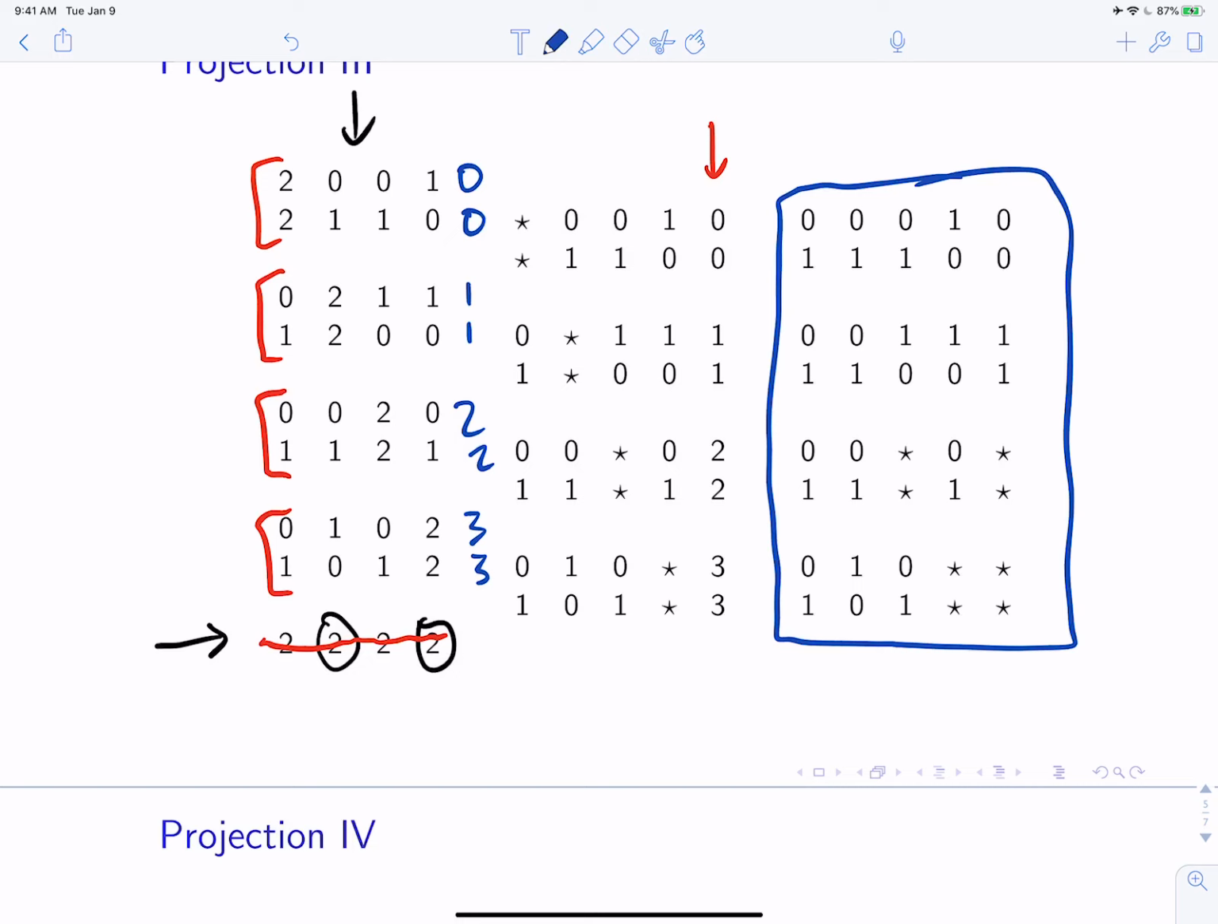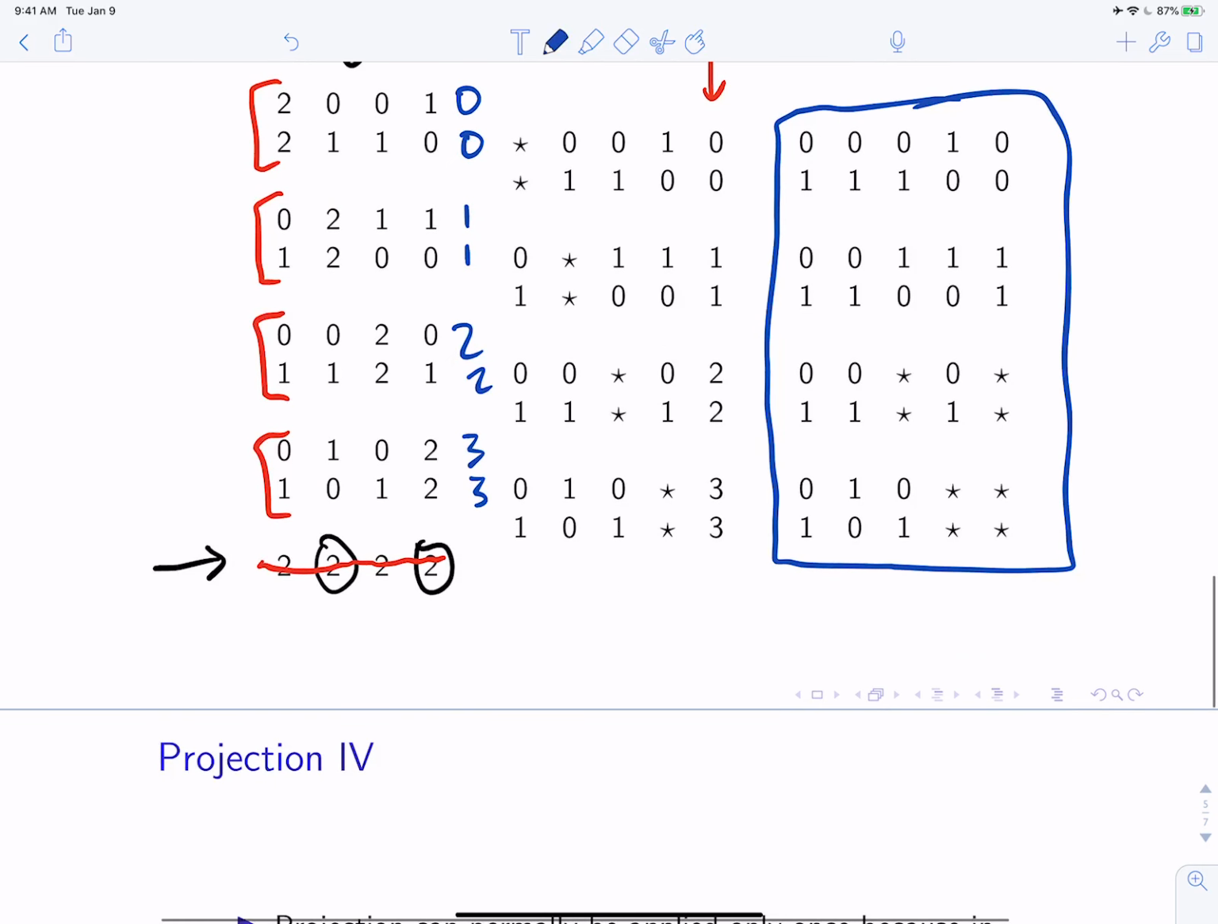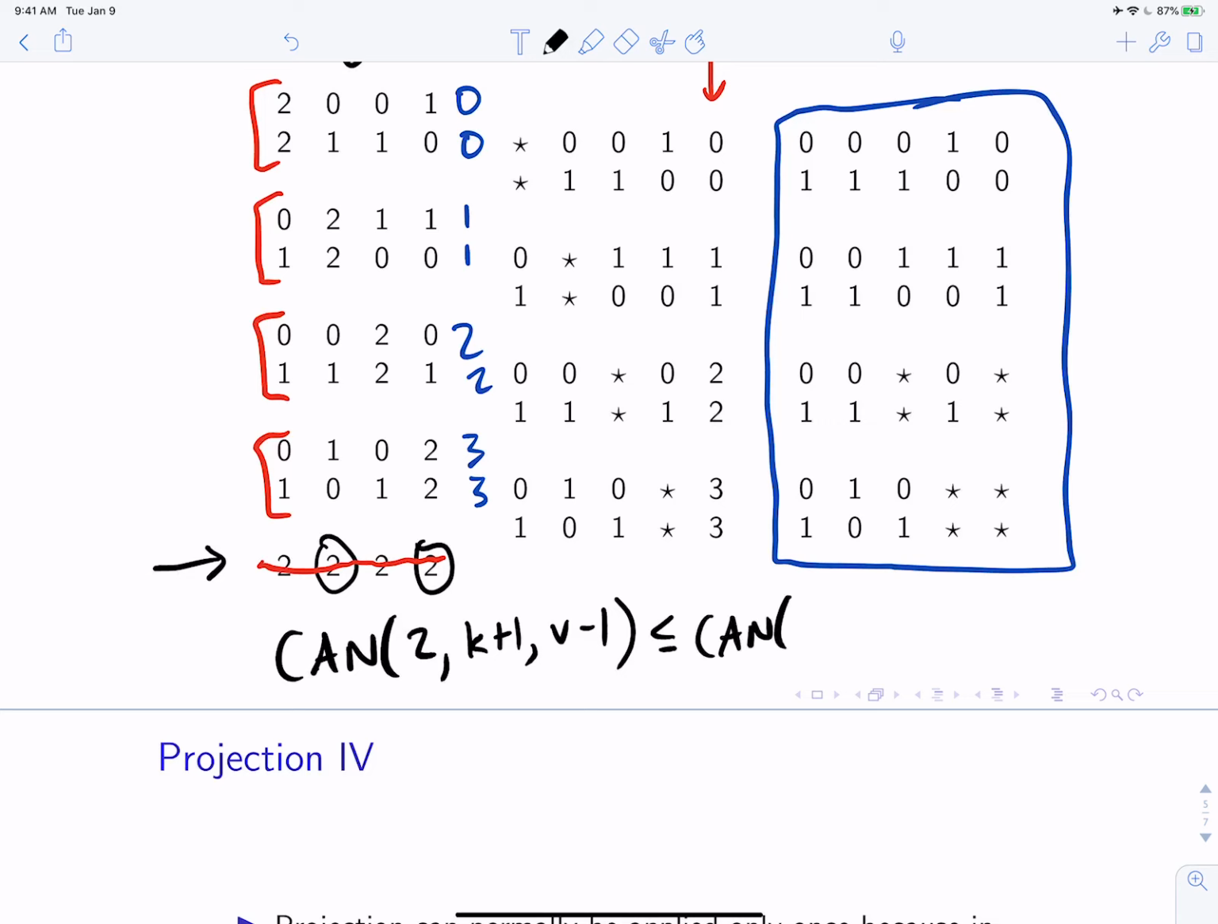And that's how we obtain the array on the right. So what we can gather from this is that the CAN of 2, because we're always dealing with strength 2, k plus 1 because we added a column, v minus 1 because we removed one of the values, is at most, well, take the covering array on the left, which is 2kv, the original one, minus 1, because we were able to strike out that last row.